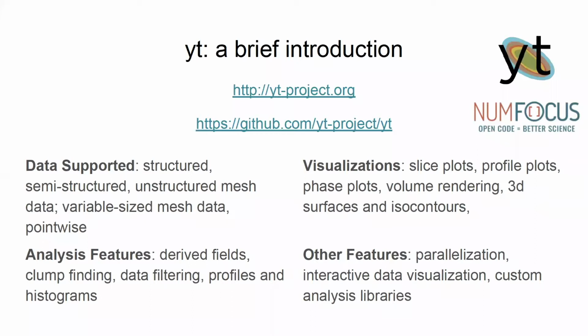Also, YT has a bunch of analysis features, so you can create a derived field made from two fields on disk. You might have a velocity field and a density field, and you could combine them to make another field. We can also do clump finding. Given some parameter, you can find all the clumps on disk, and you can filter your data based on those clumps. And we can make profile plots and histograms also with that data. Other features that are maybe relevant to people here is that we have parallelization and interactive data visualization. Specifically, that's mostly command line based right now, but we're trying to broaden that a little bit more as well.